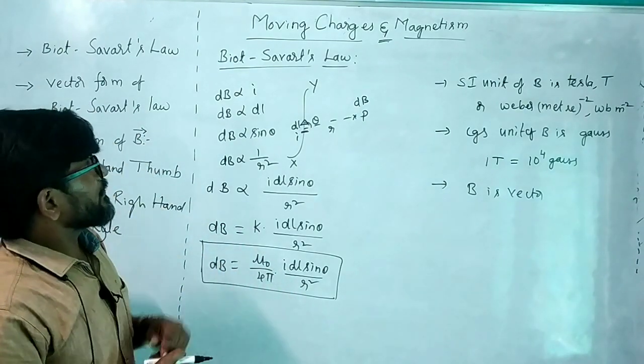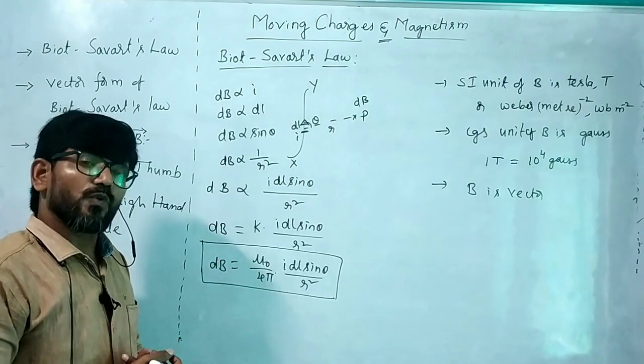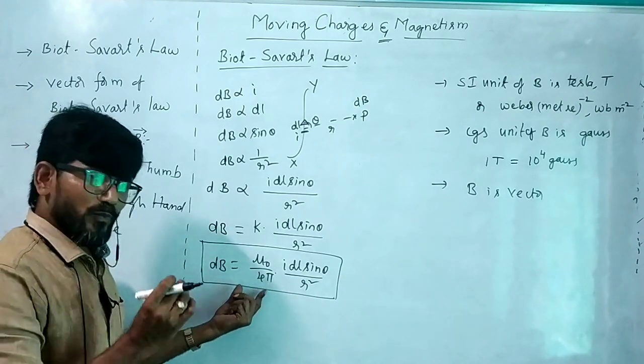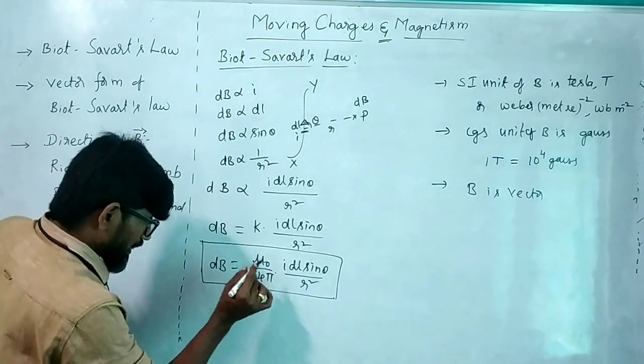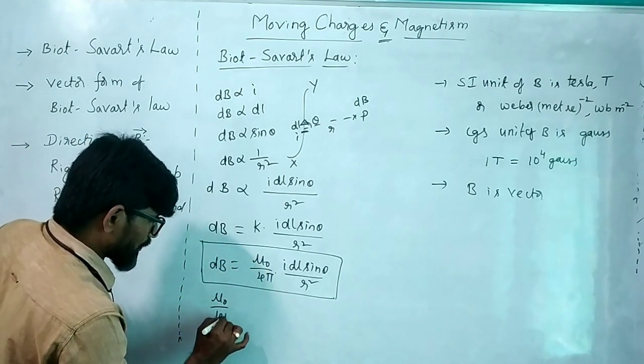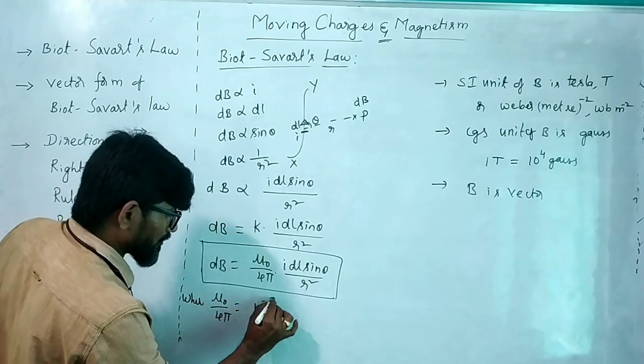And this gives only magnitude. We know magnetic field is a vector quantity, so you have to know the direction of the field also. Before discussing this, let us see a few more points here. In this case, the proportionality constant mu naught by 4 pi is equal to 10 to the power minus 7.